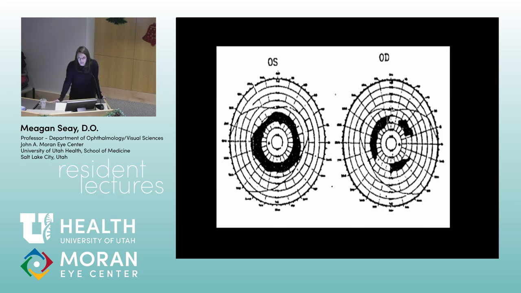Wait, what was it actually called? I would just say left homonymous central scotoma. Yeah, it might have a fancy name, but what? Posterior pole, the right occipital lobe. So the macular area.